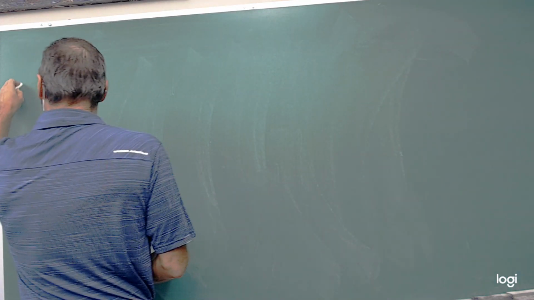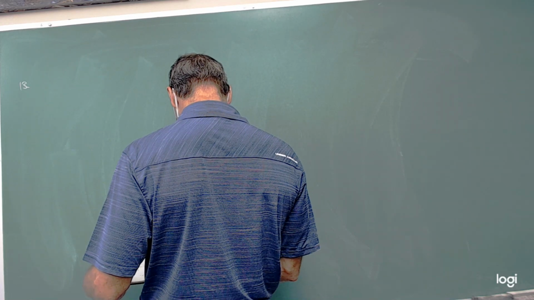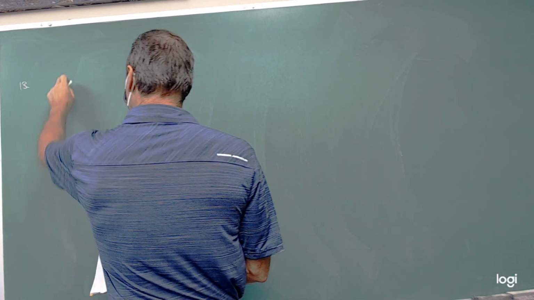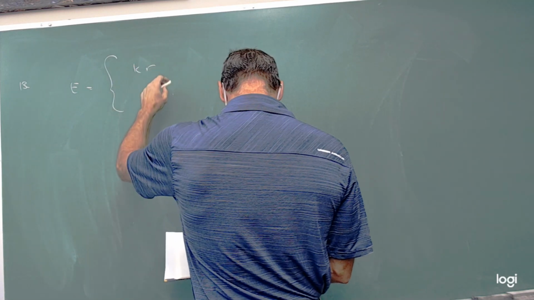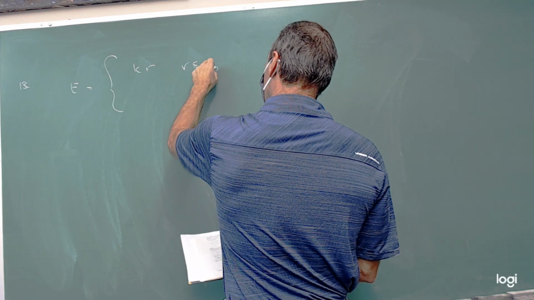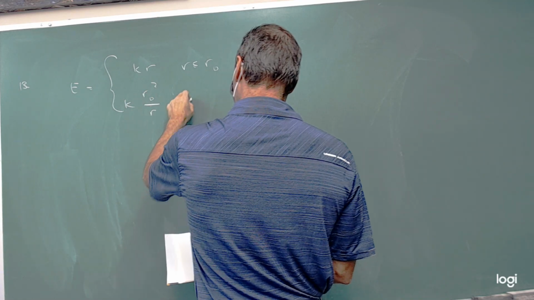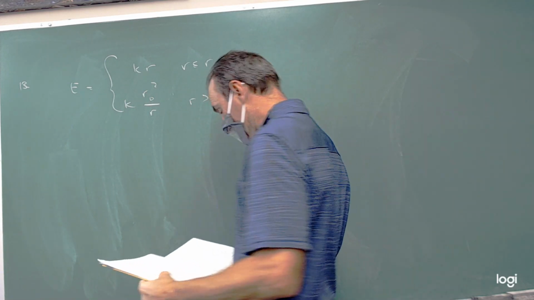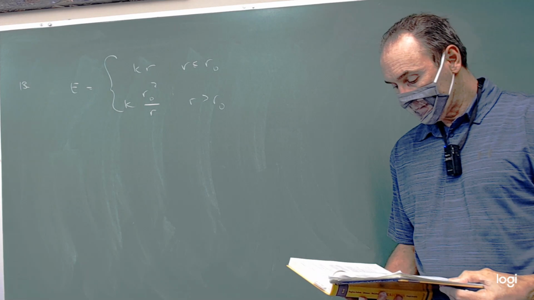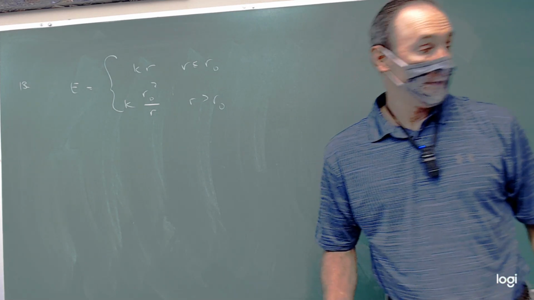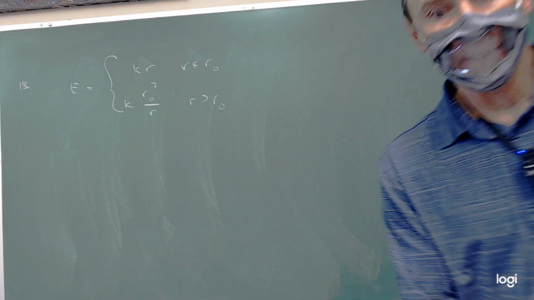So 13, we have that you got a cable made of an insulating material, and you've got E. It's going to be a piecewise function. You have K times R for R less than or equal to some R sub 0, and K R sub 0 squared over R for R greater than R sub 0. And there's electric charges, the E, and electric field, distance R from the center of the cable. That's not terribly important for mathematicians, but I guess that gives us a context.